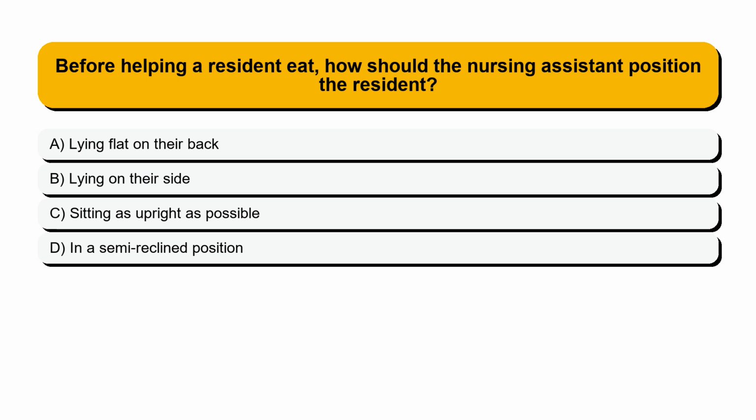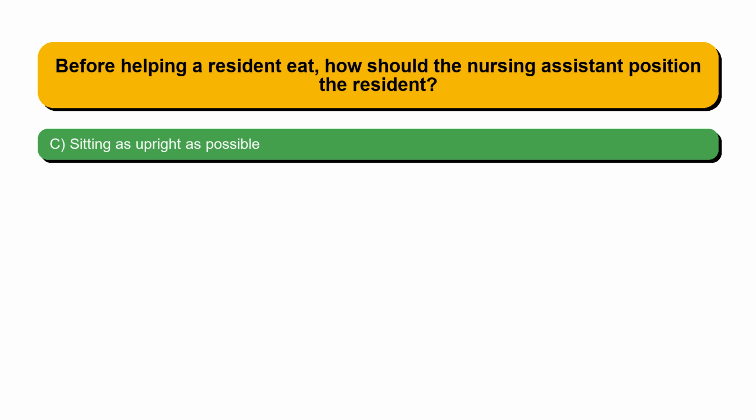Question 54. Before helping a resident eat, how should the nursing assistant position the resident? Option A, lying flat on their back. Option B, lying on their side. Option C, sitting as upright as possible. Option D, in a semi-reclined position. The correct answer is option C, sitting as upright as possible.